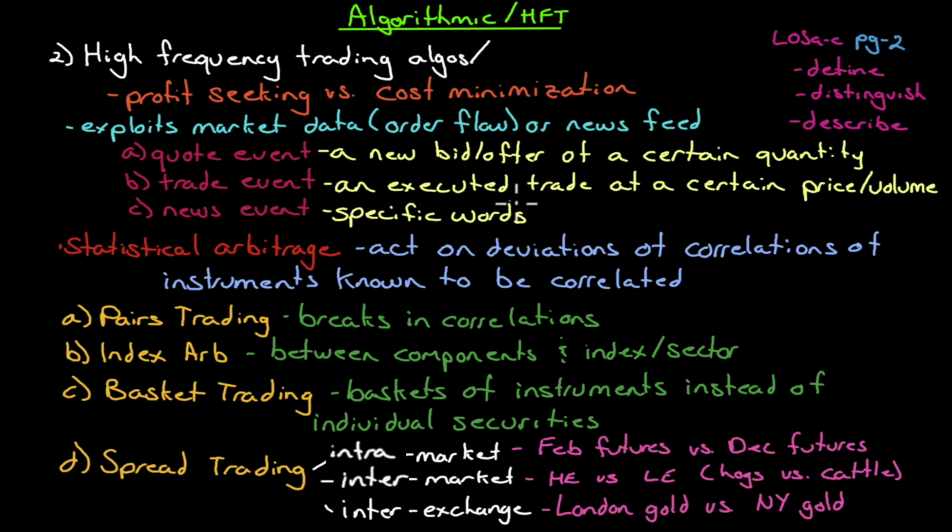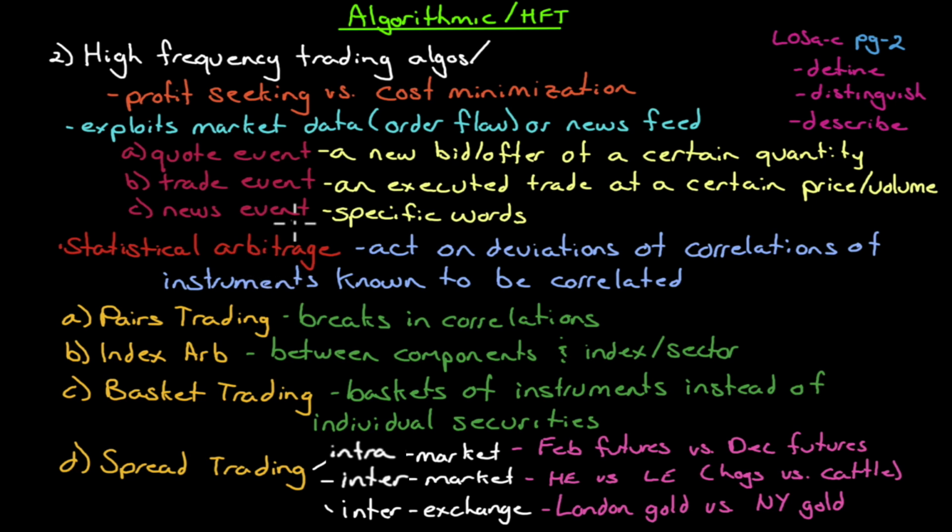A trade event, an executed trade at a certain price or volume. Perhaps this trade event triggers something in the algorithm. Or a news event. Maybe there's a specific word, so the algorithm is meant to monitor the news until it finds specific words like war, earthquake, assassination, and then respond very quickly to it.